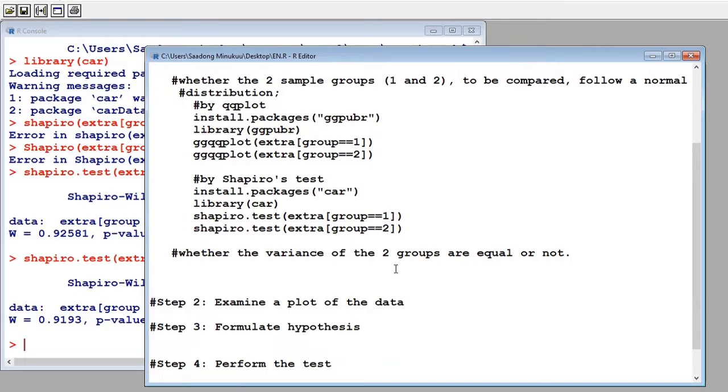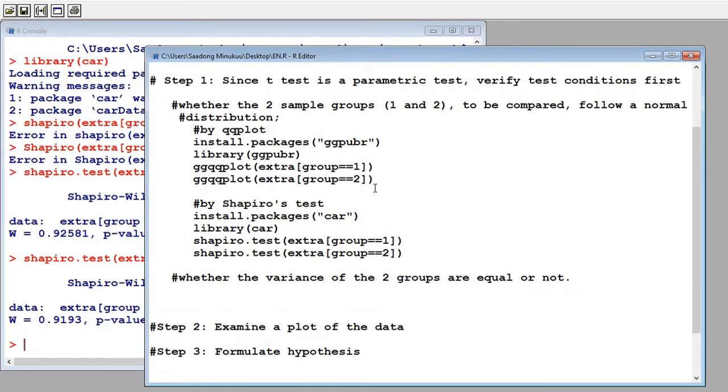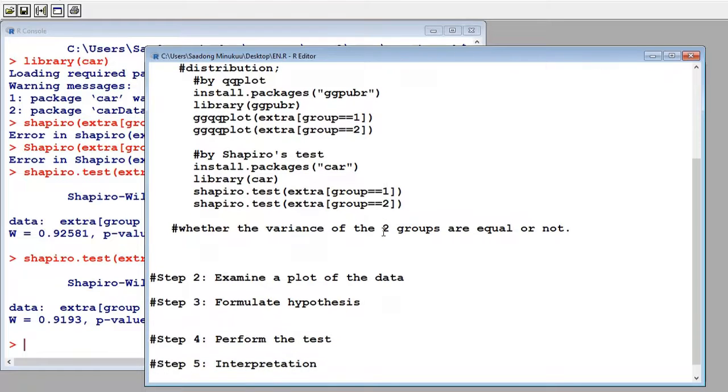Now, what that means is that the condition of the test in terms of normality of the distribution of the two groups has actually been met. The condition of normality has actually been met for the two groups. Now we move on to equality of variances.